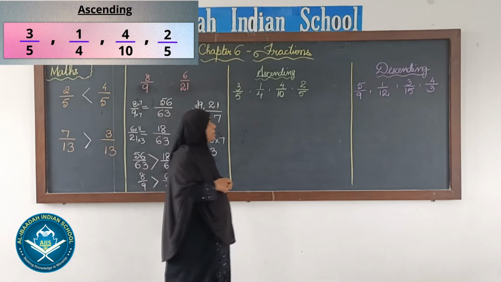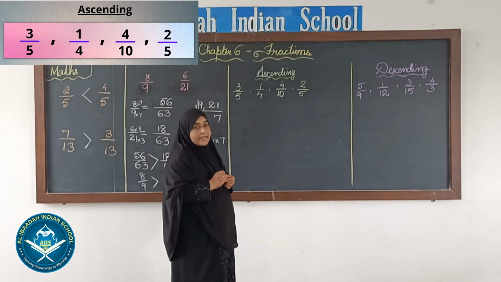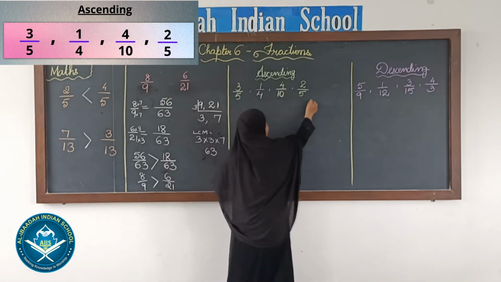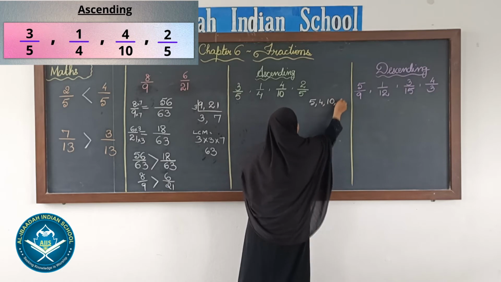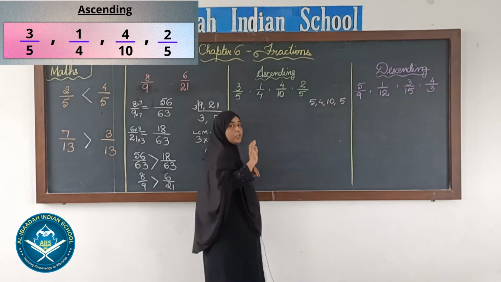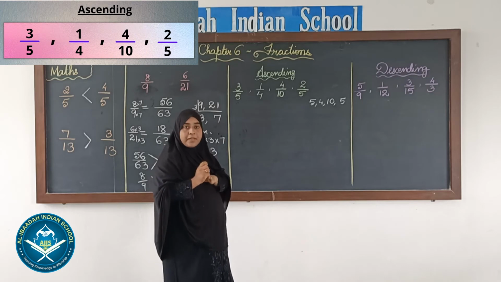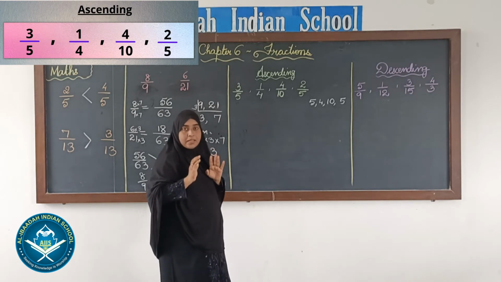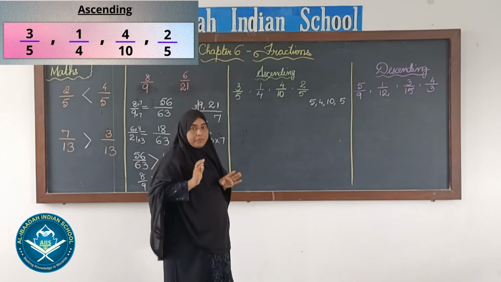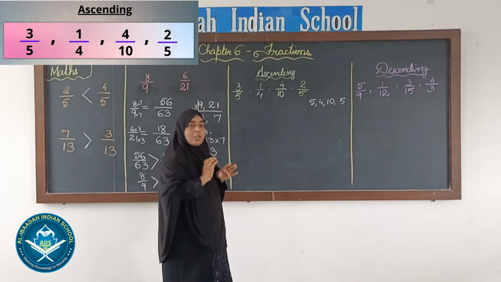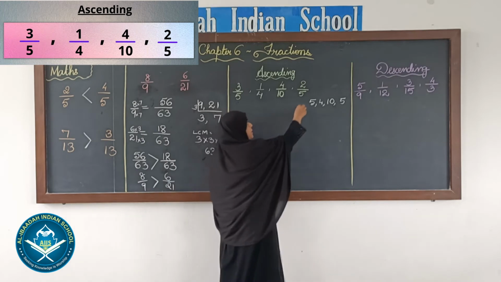same way. Okay. To change them to like fractions, we have to find the LCM. 5, 4, 10 and 5. See, LCM of the denominators. Only the denominators we have to take, and we have to find the LCM, not the numerators. Okay, because we need the same denominator. Numerator can be different. Since we need the same denominator, we will take the LCM of the denominators only.